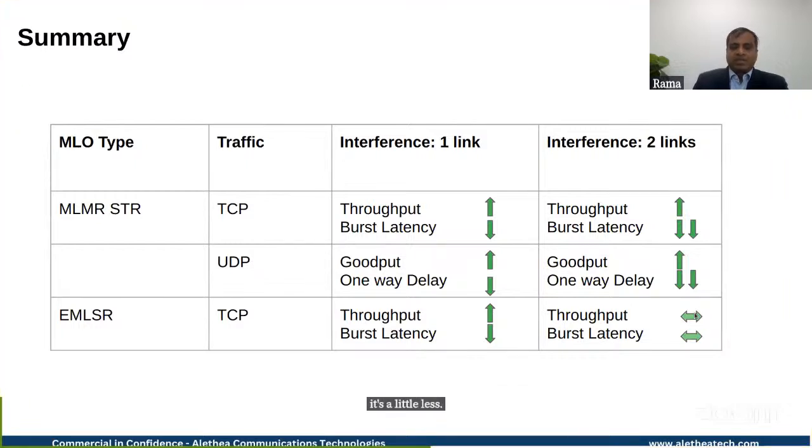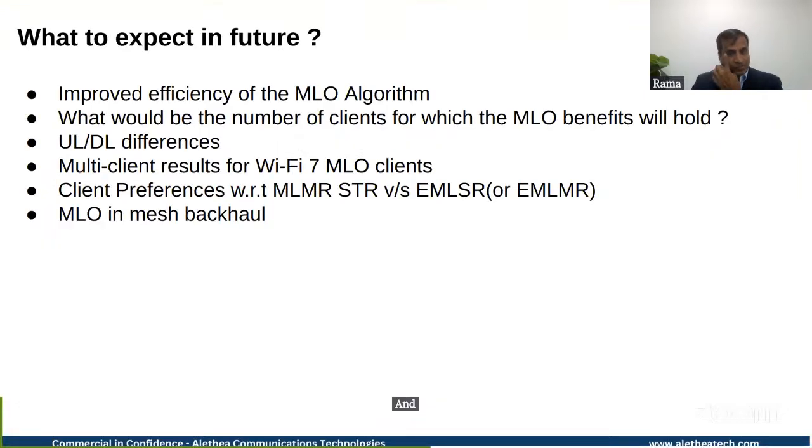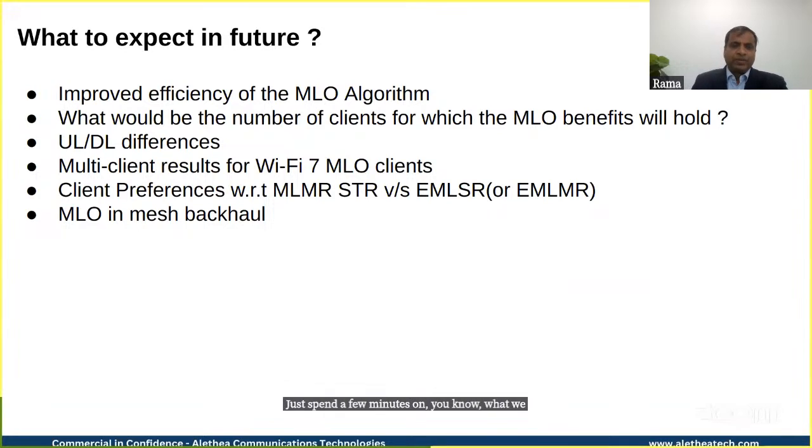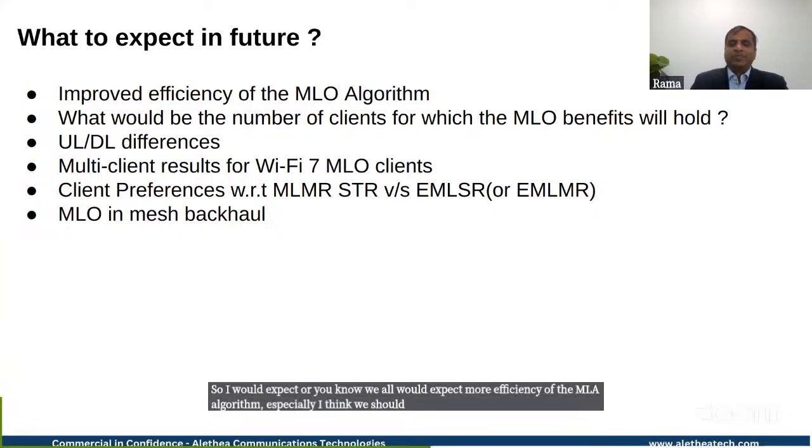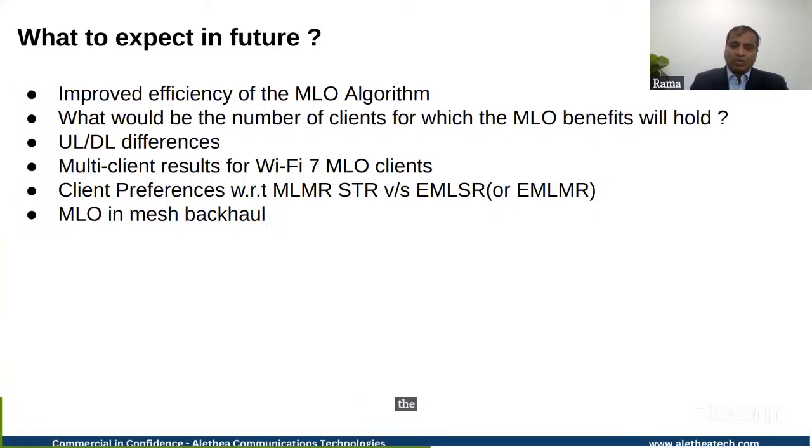So with this, I think we have come to the end of the experimental results, and I would like to spend a few minutes on what we can expect in future. I would expect, or we all would expect, more efficiency of the MLO algorithm. Especially, we should expect 2x the throughput if we use two links and 3x the throughput if we use three links.